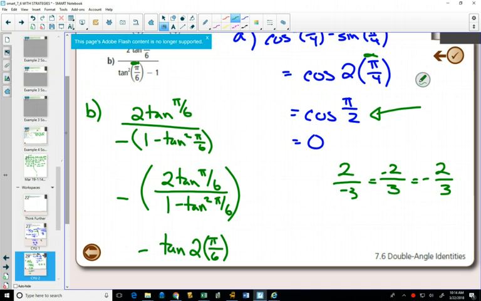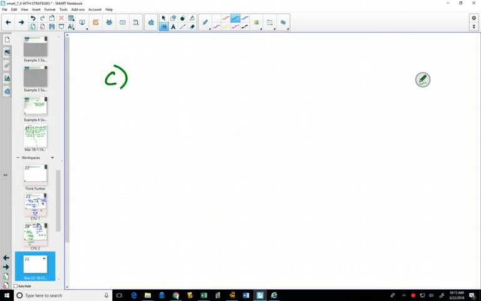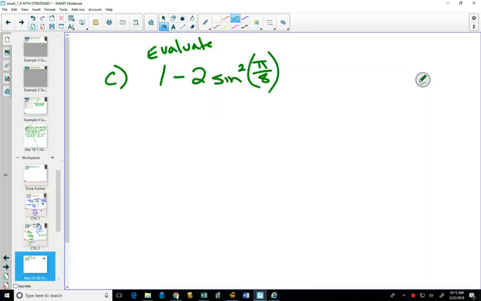So I'm going to do a part C and a part D on this one. So in part C, I want you to evaluate, that would be the instruction for this one, evaluate 1 minus 2 sine squared of pi over 8. Never seen a pi over 8 before. So how do we do this?